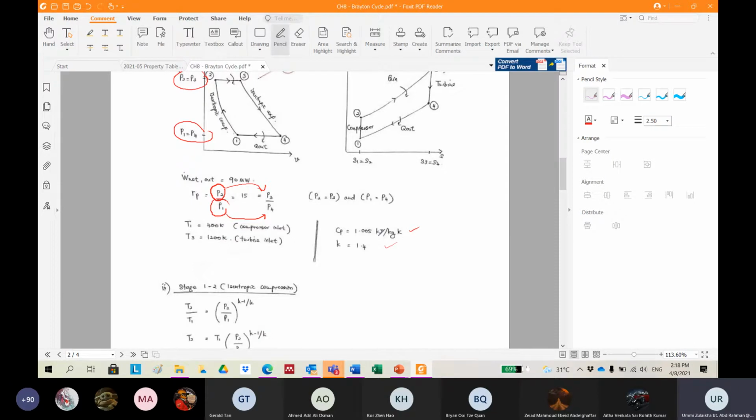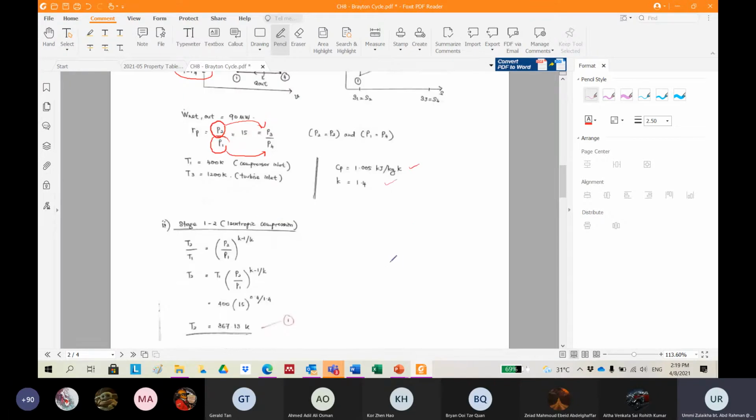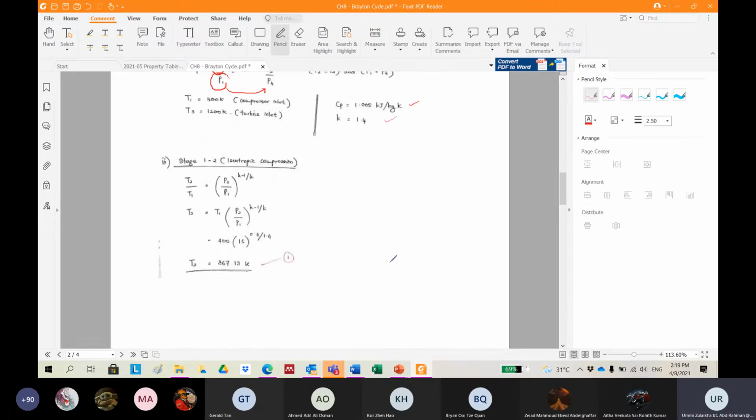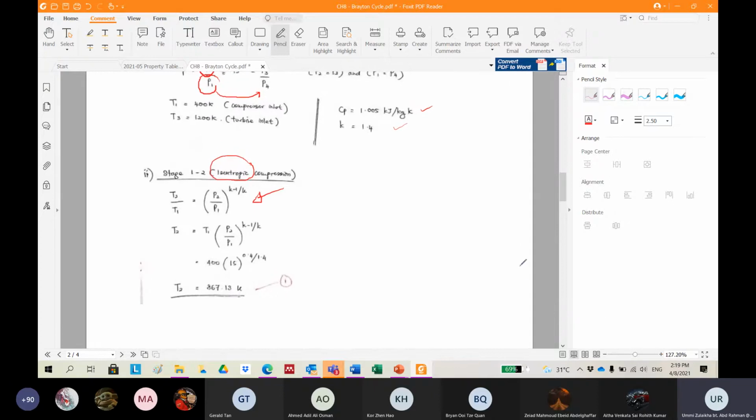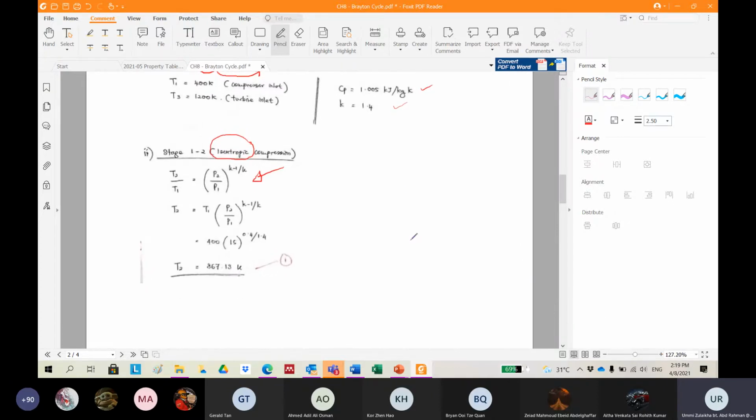Then you start to solve it section by section, I mean process by process. Normally we start with stage 1 to stage 2. Stage 1 first. So stage 1 to 2 is isentropic compression. Since it is isentropic, you use the isentropic relation for T2. This one, you plug in everything.